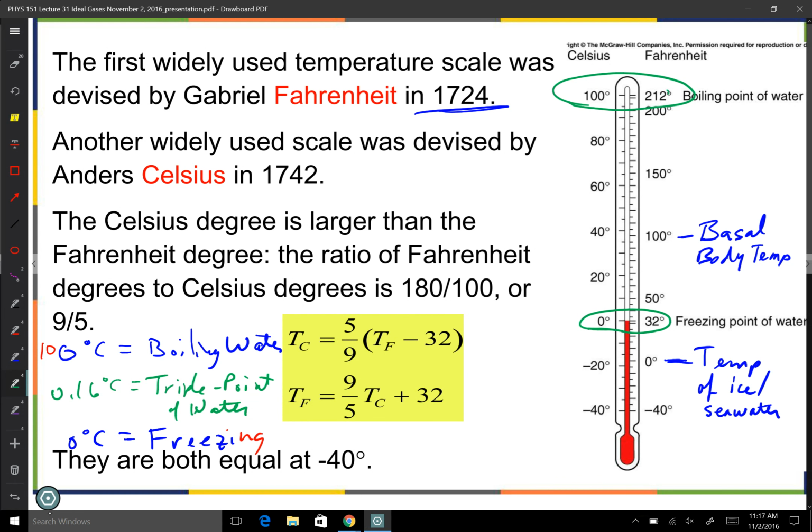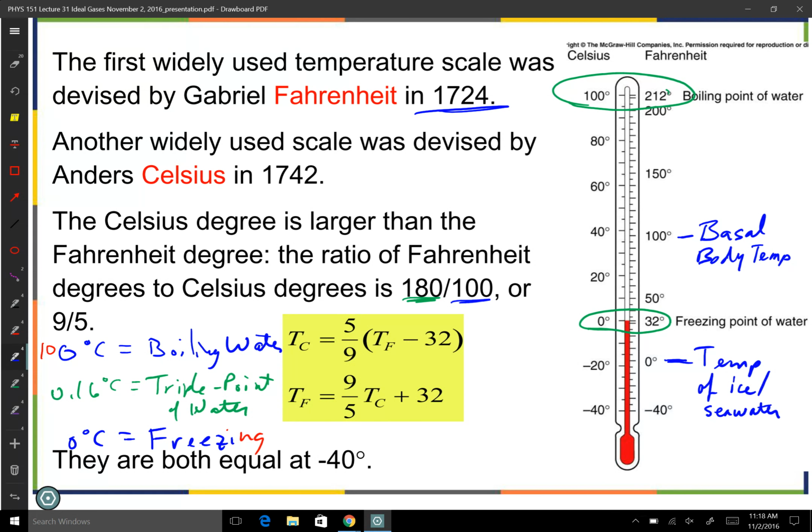Notice that the difference between 212 and 32 is 180. And the difference between 100 and 0 is, not surprisingly, 100. So that tells you that a change of 1 degree Fahrenheit is the same as a change of 5/9, that would be 100 divided by 180, degrees Celsius. Or a change of 1 degree Celsius is a change of 1.8 degrees Fahrenheit.